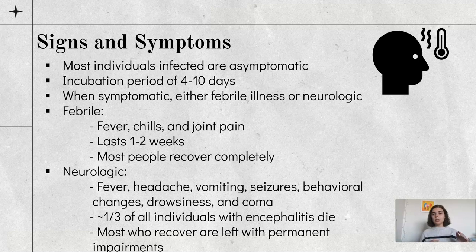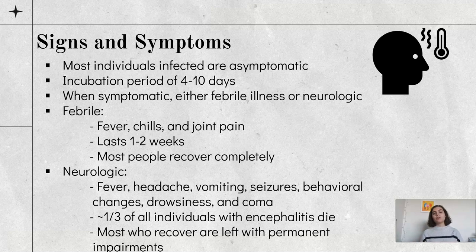The febrile illness is a lot like general malaise and flu-like symptoms. So there's fever, chills, and joint pain. It generally lasts about 1 to 2 weeks, and then most people recover completely. However, the febrile illness does have the potential to develop into the neurologic illness, which is caused by encephalitis, so the virus traveling to the brain and causing inflammation of the brain. And the neurologic illness symptoms include fever, headache, vomiting, seizures, behavioral changes, drowsiness, and coma, all due, again, to that inflammation of the brain.